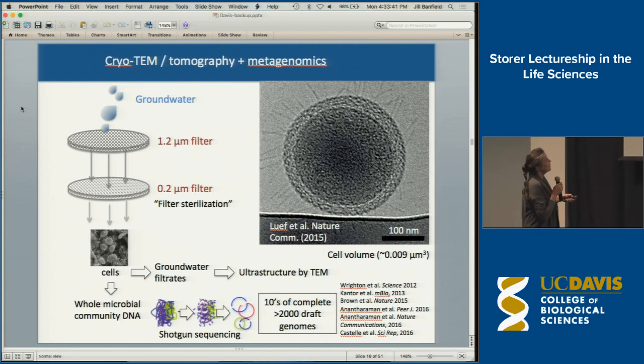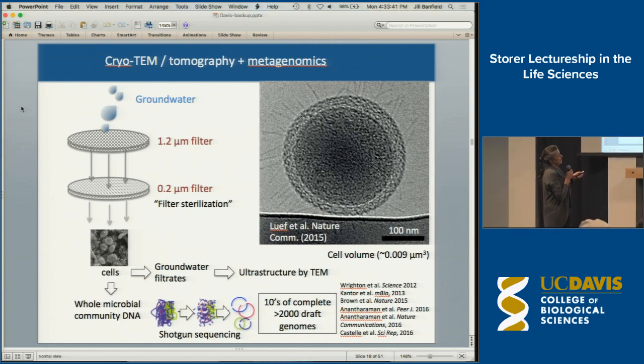What do we see? The cells are really tiny. They have, in this case, lots and lots of pili on the surface, and I'll come back to the topic of pili, but I think they're a critical feature of these organisms.